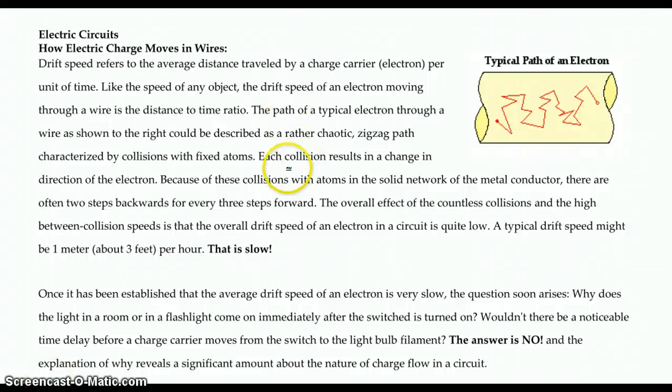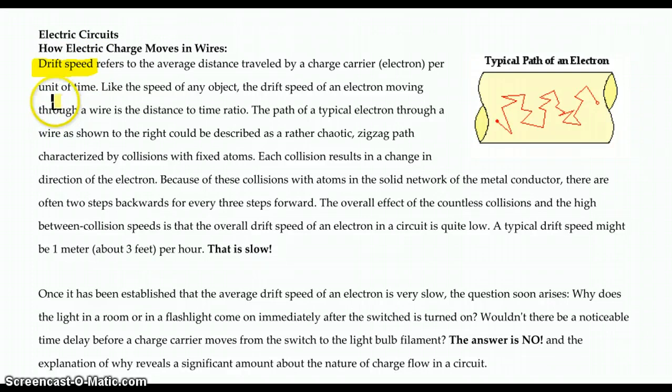Okay, this screencast will finish off our introduction to electric current by talking about the speed at which the electrons actually move around the circuit. It's not the speed that most people think. So the speed that they move around is actually called the drift speed.